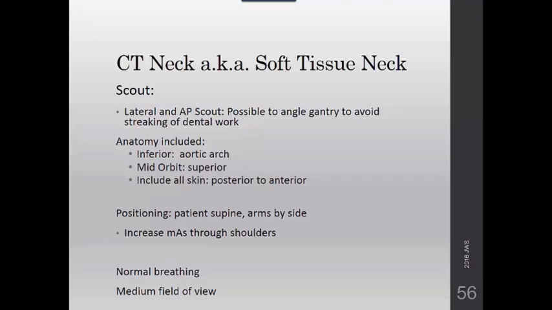DeMaio talks about 2 separate scan segments to avoid streak artifacts from dental hardware. The first segment extends from the superior orbital rim to the hard palate, and the gantry is angled superiorly parallel to the hard palate. The second segment is acquired with the gantry angled parallel to the mandibular body. Make sure that those 2 groups overlap slightly if you do this, so that you ensure complete coverage of that posterior skull base in the neck. And this may not be possible with helical scanning, in which case follow that facility protocol.